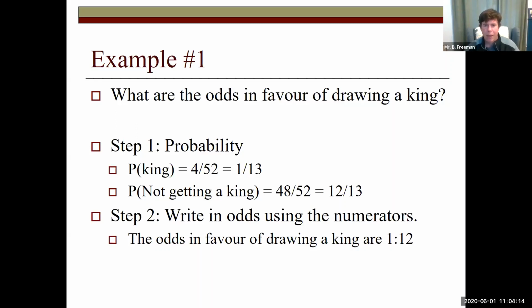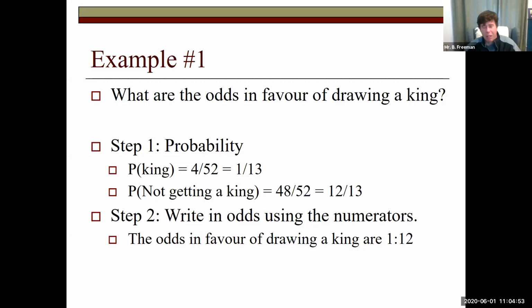Okay, getting back to this question, the probability of a king is just 1 over 13. That means the probability of not getting a king is 48 over 52, which is 12 over 13. So now you do the actual final step, which is odds. Now you write them by only writing the numerators, and you get a final answer of 1 to 12. Because if I took 1 over 13 to a ratio of 12 over 13, I can cancel out the denominators by just multiplying both sides by 13. So why bother? It just clutters up the ratio.